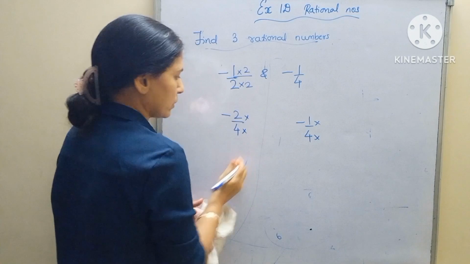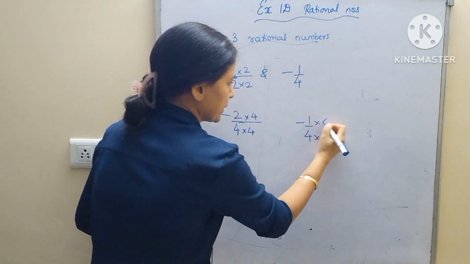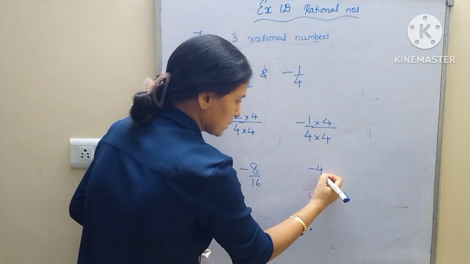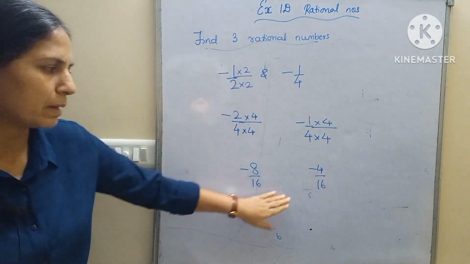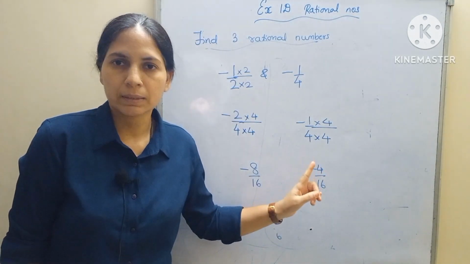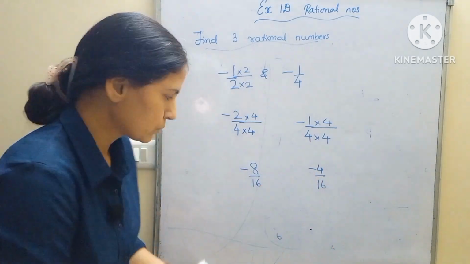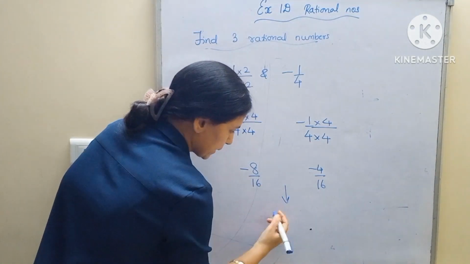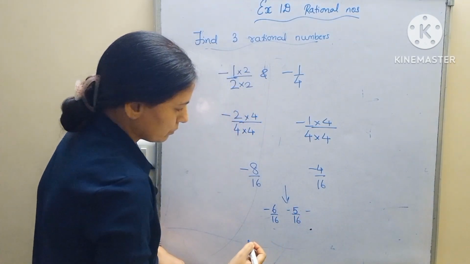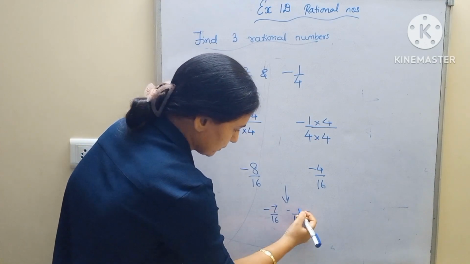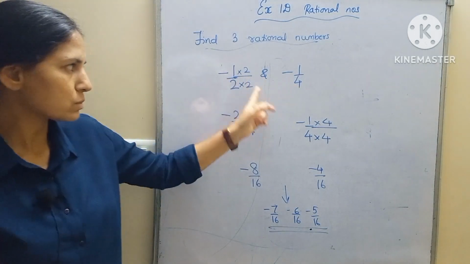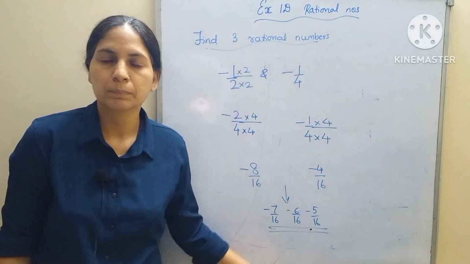See, this is a trial and error method. Multiply it by 4 and 4, okay, so this becomes minus 8 upon 16 and this becomes minus 4 upon 16. Now I think we will be able to find 3 numbers in between. What comes after minus 8? Minus 7, minus 6, minus 5. So the three numbers in between are minus 7 upon 16, minus 6 upon 16 and minus 5 upon 16. So these are the three numbers which lie between minus 1 upon 2 and minus 1 upon 4.